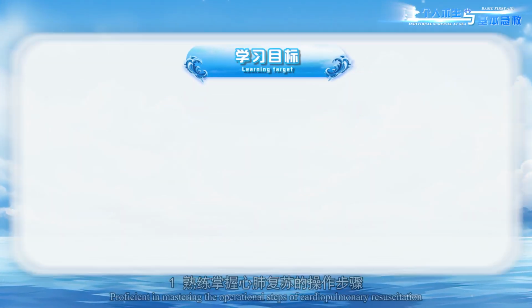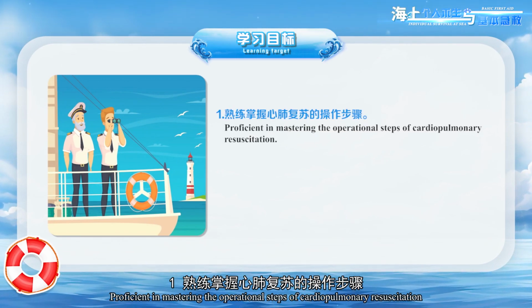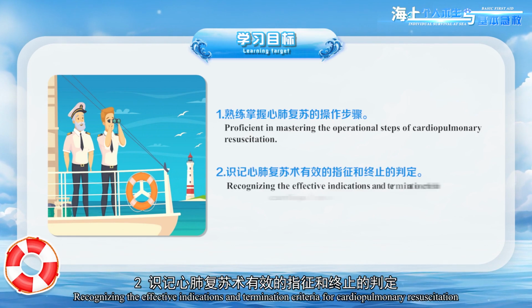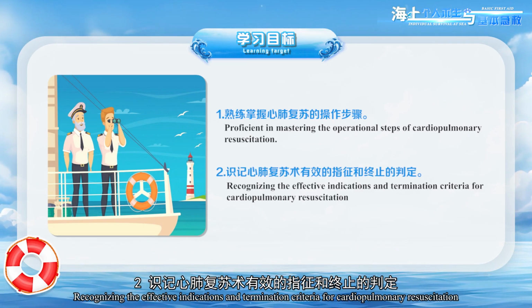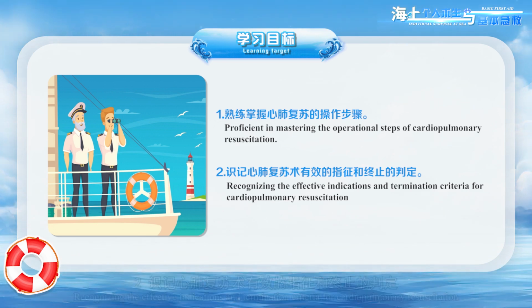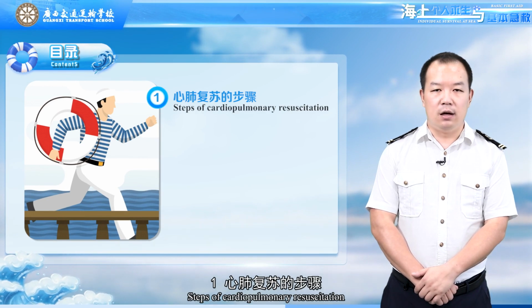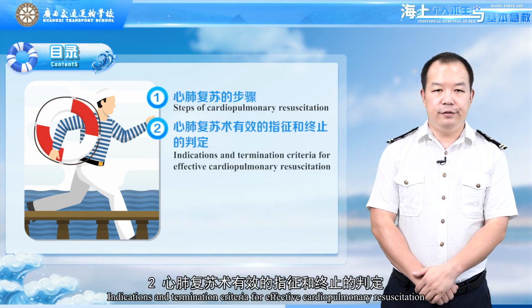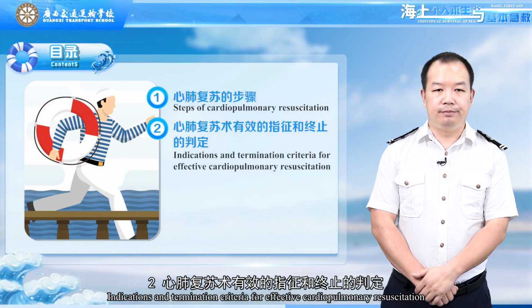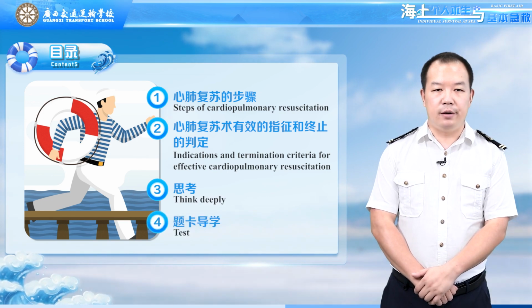Learning target: 1. Proficient in mastering the operational steps of cardiopulmonary resuscitation. 2. Recognizing the effective indications and termination criteria for cardiopulmonary resuscitation. Contents: 1. Steps of cardiopulmonary resuscitation. 2. Indications and termination criteria for effective cardiopulmonary resuscitation. 3. Think deeply. 4. Test.